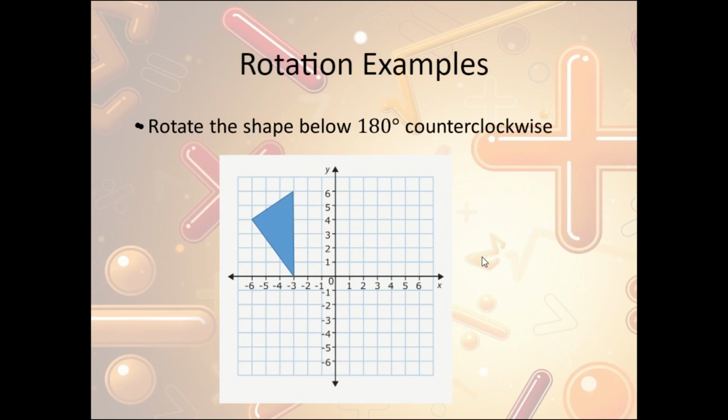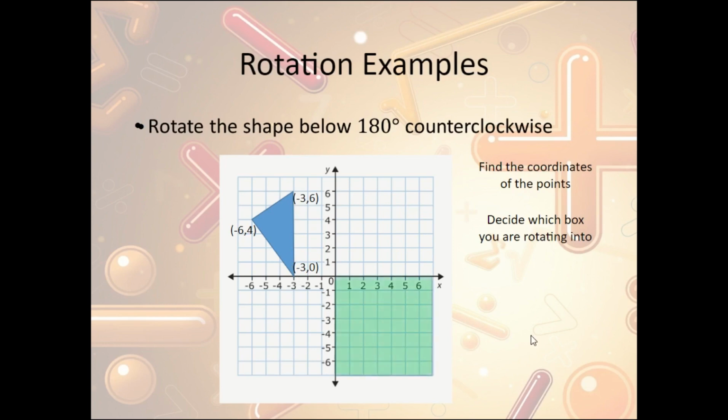Now, what about 180 degrees counterclockwise? Well, now, again, we write out the coordinates. The coordinates are exactly the same as before. So now we decide which box we're rotating into. We're going counterclockwise, so here, and it's 180 degrees, so we're moving 2 boxes this time. So 1, 2. So we're over here.